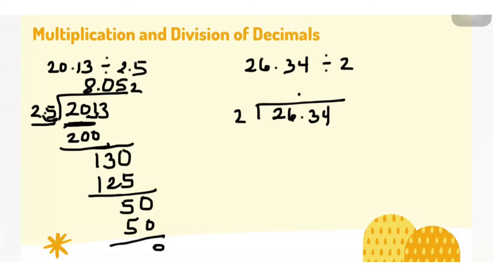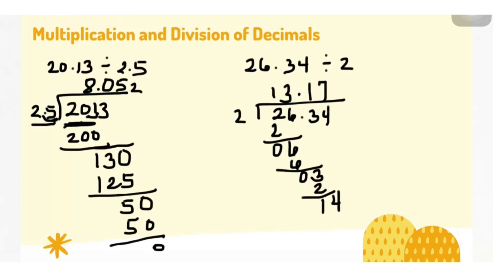Okay, then, let's divide. 2 divided by 2 is 1. Okay, 2 times 1 is 2. Okay, so we have 0 here. Tapos bring down natin yung 6. 6 divided by 2 is 3. 3 times 2, 6. Okay, 0 na naman yan. Then bring down 3. Okay, so 3 divided by 2 is 1. 2 times 1 is 2. Okay, then 3 minus 2 is 1. Then bring down 4. 14 divided by 2 is 7. 7 times 2 is 14. Okay, so 0 na yan. Therefore, ito na yung final answer natin, 13.17.